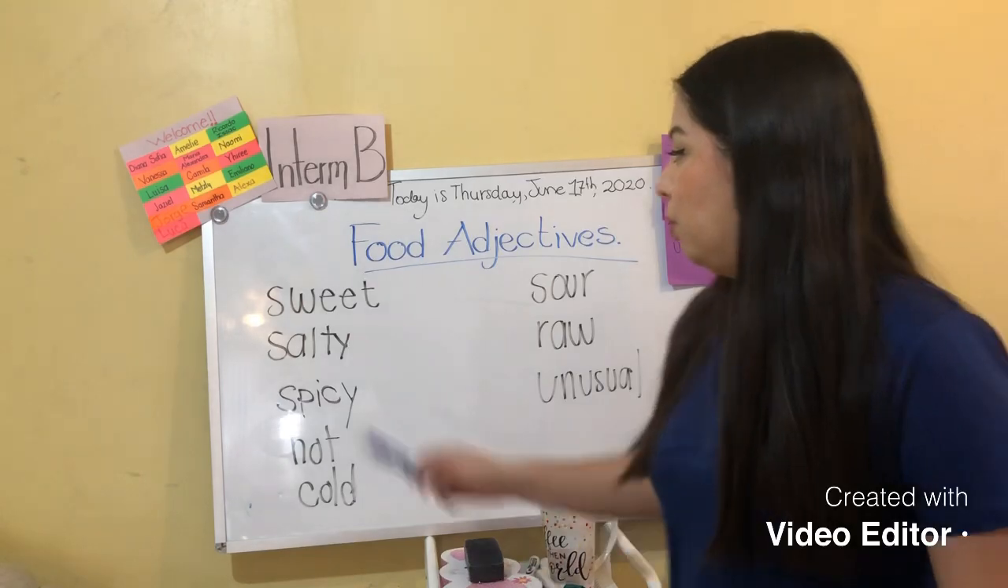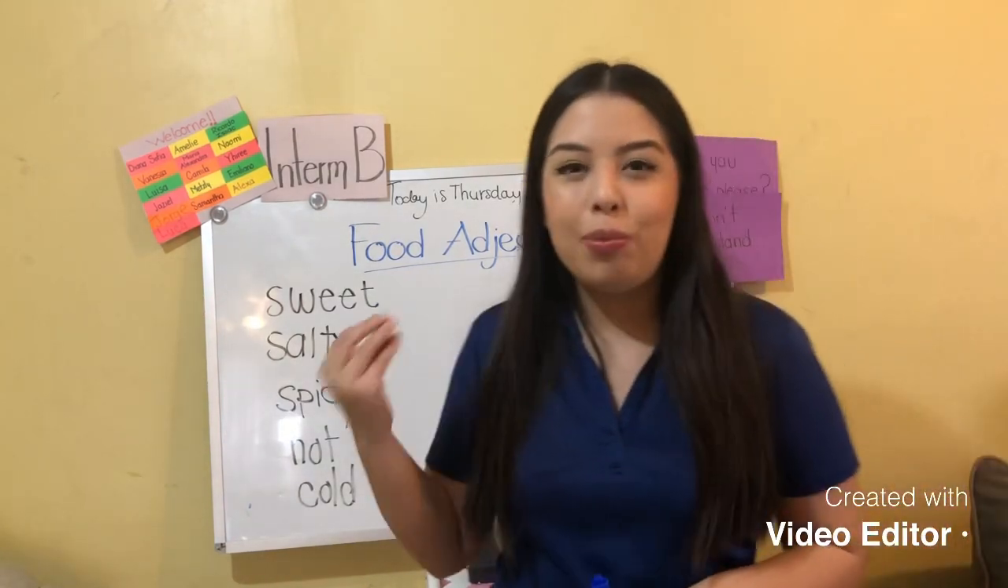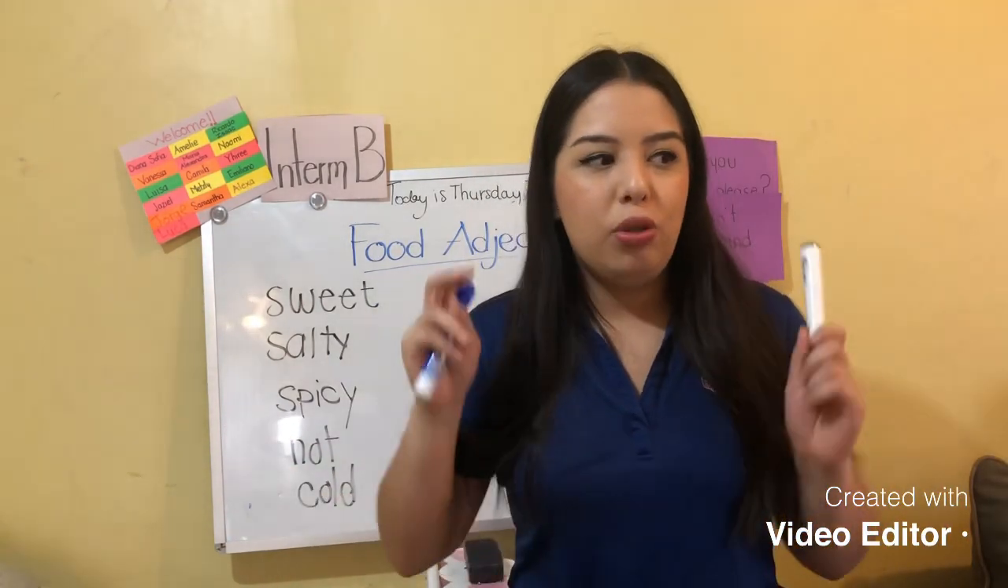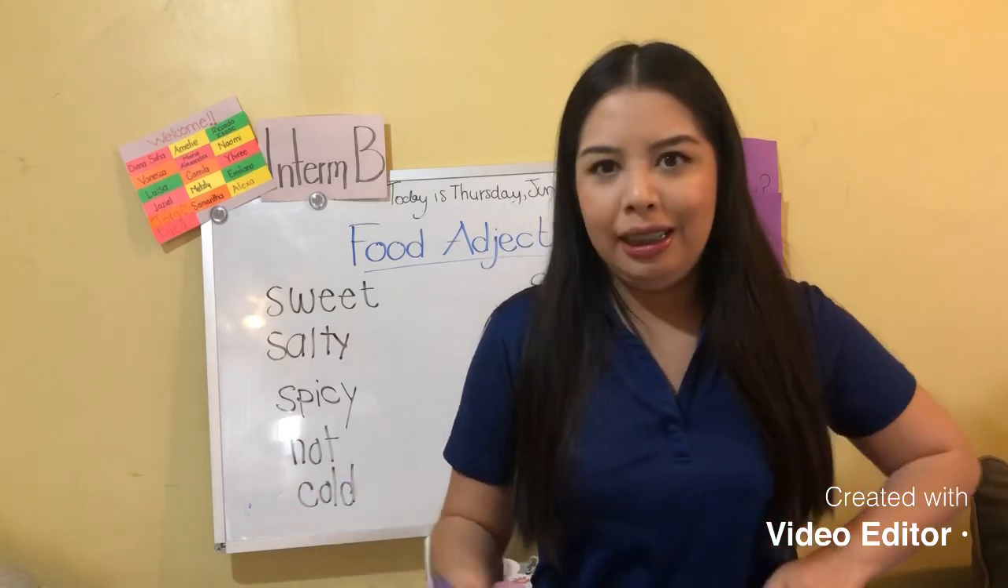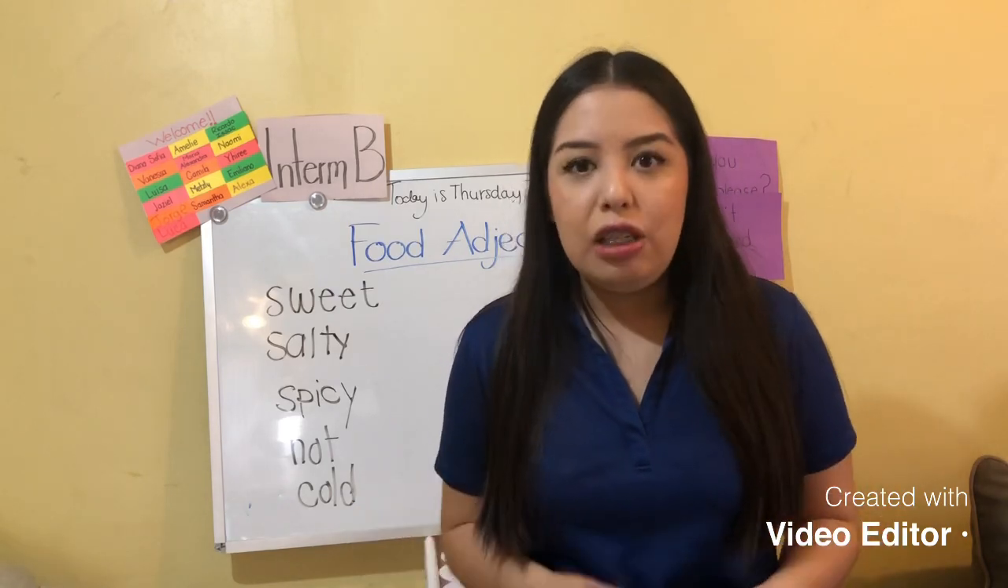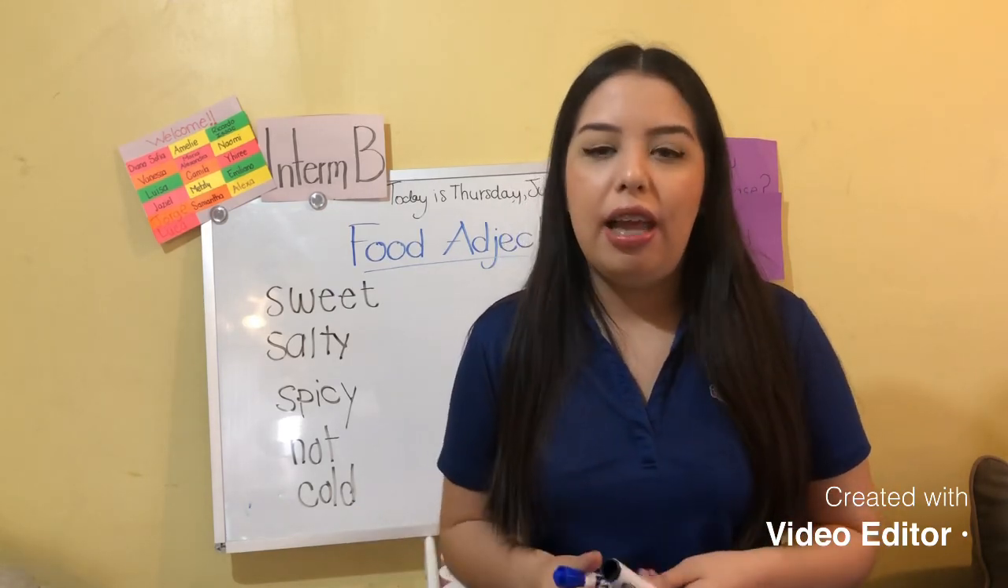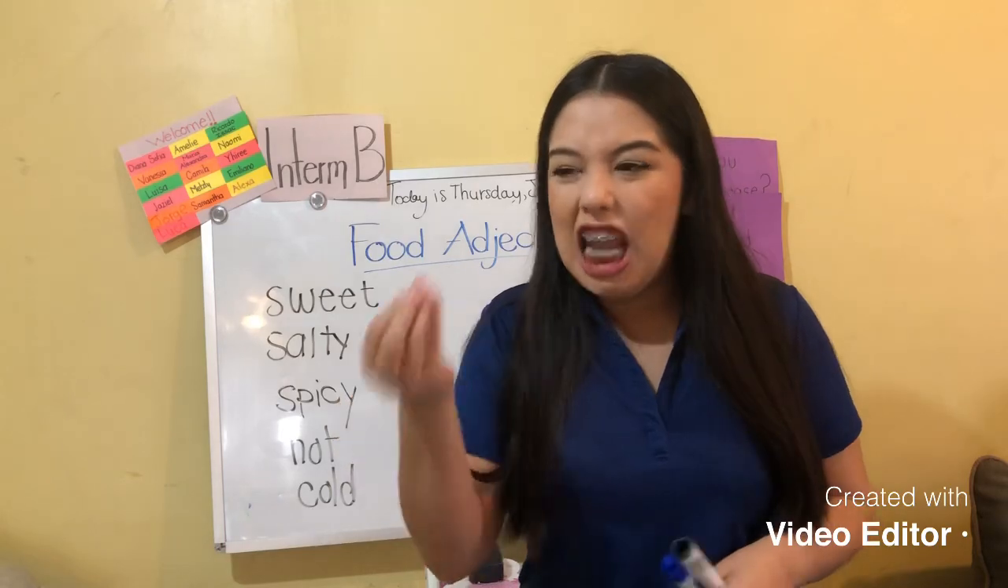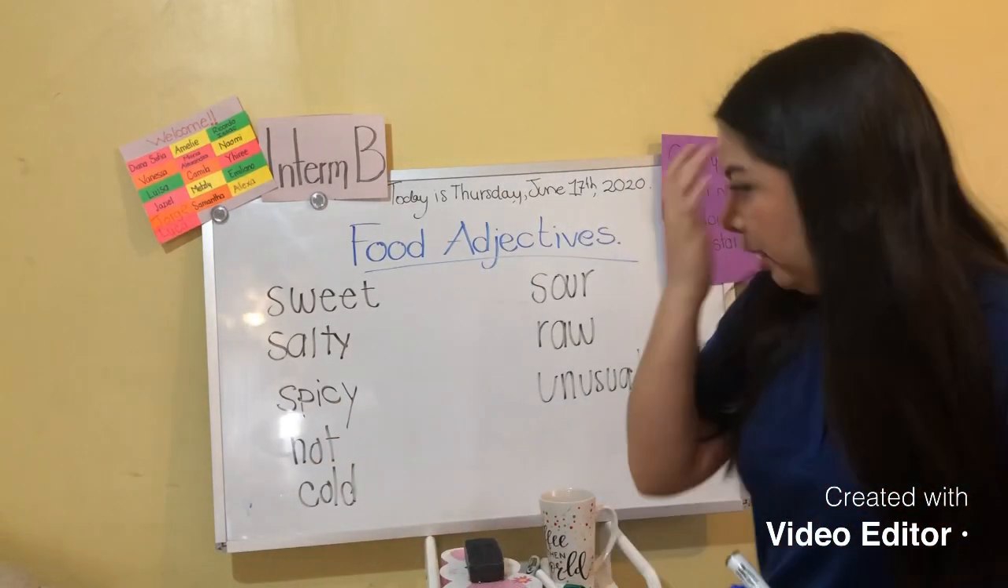Now number 2, salty. Salty comes from salt, okay? It's when you say, oh, it's too salty, muy salado. So, oh no, too salty. Salty is to describe food that contains a lot of salt, okay?